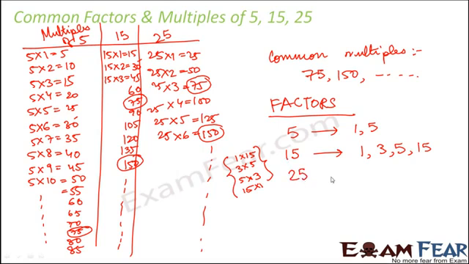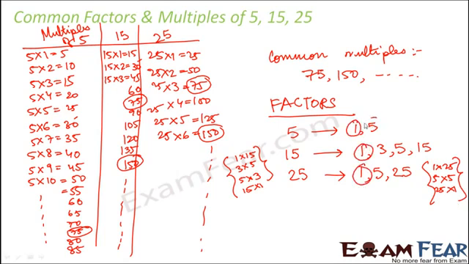The third number is 25. So 25 again has various factors like 1, 5 and 25. Because 25 can be written as 1 into 25, 5 into 5 and 25 into 1. So these are the factors. Now out of these, which are the common factors? 1 is a common factor and 5 is also a common factor. So therefore common factors between 5, 15 and 25 would be 1 and 5. So in this way, we can find out common factors and multiples between two or more than two numbers.